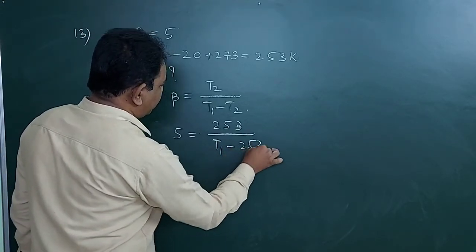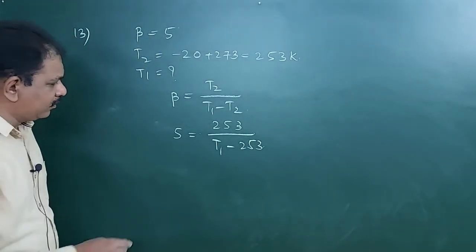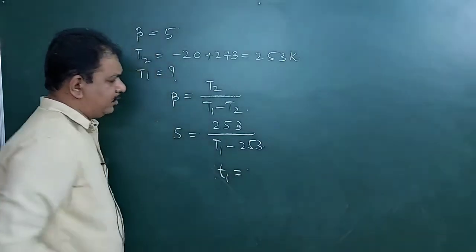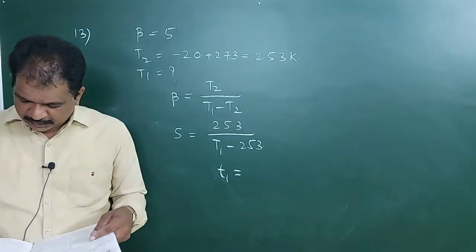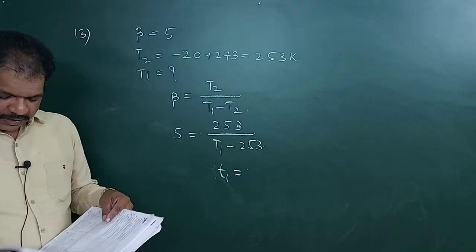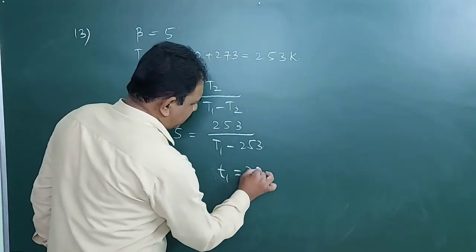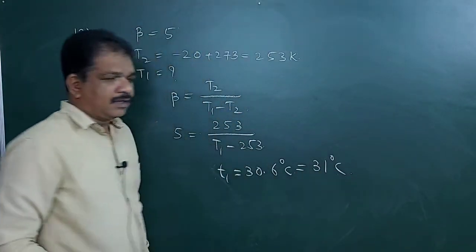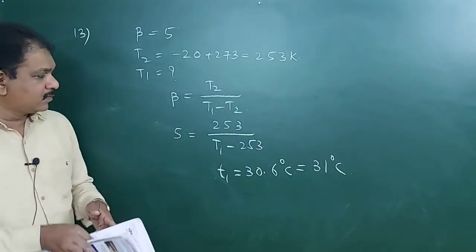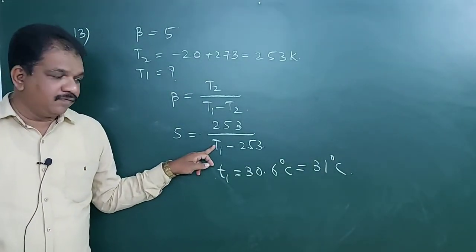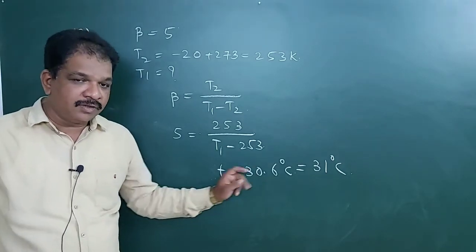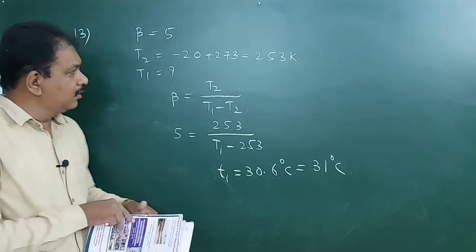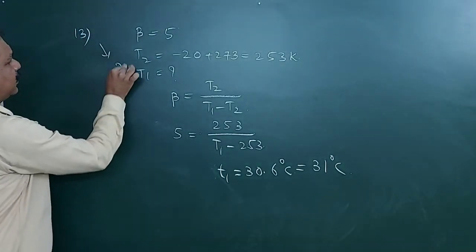T2 value is 253. So if we calculate, finally the small t1 value we will get is 30.6 degrees centigrade. This is 31 degrees centigrade. Calculate this one; the first answer will come in Kelvin. From that you subtract 273, then you will get this value. Okay, 13, it will be the second option.